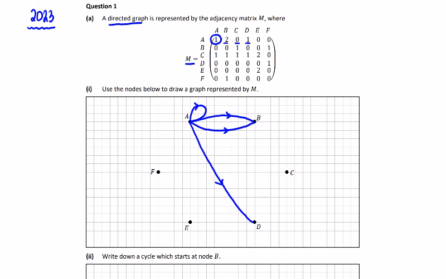B doesn't go to A or B, it goes to C. B goes to C. B doesn't go to D, and it goes to E at the end. B to E. On to C. C has a loop at itself.